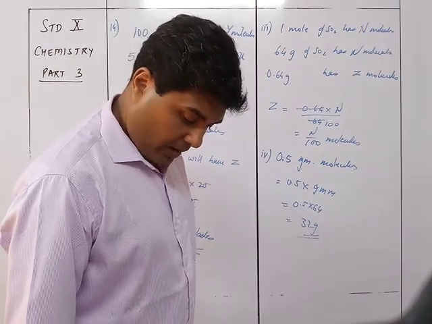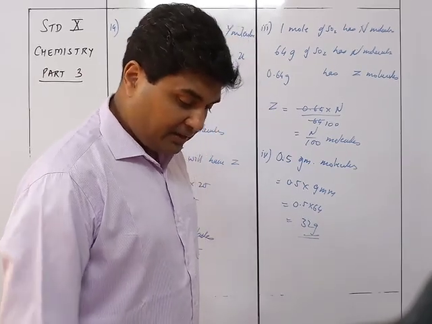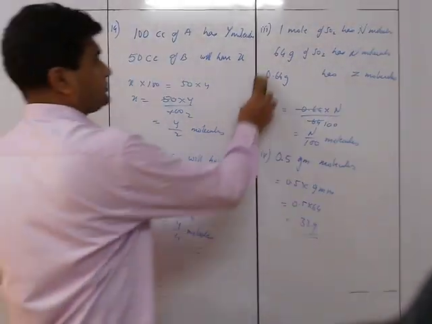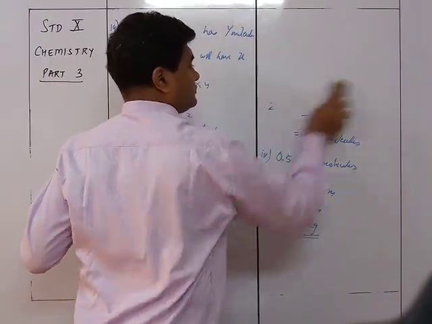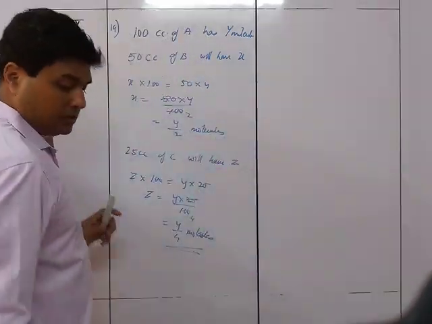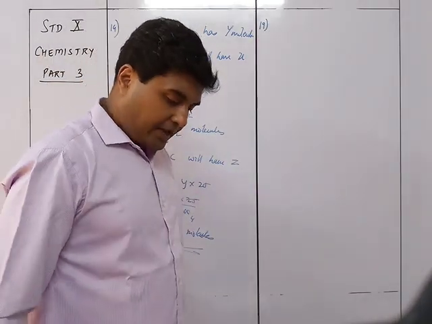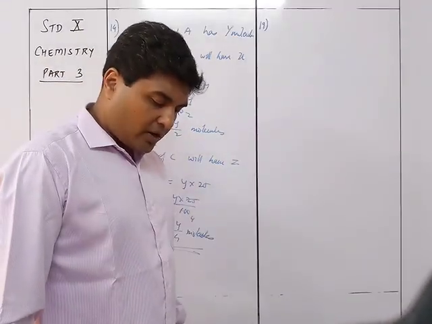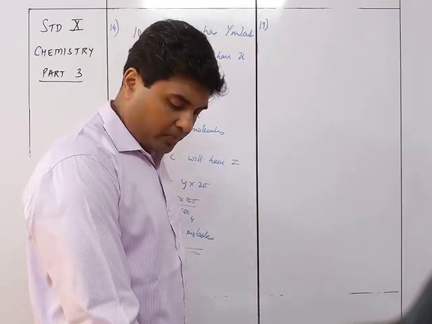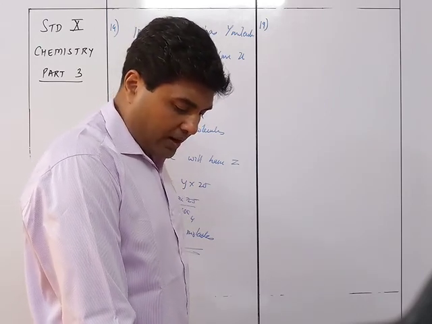We'll see now one related to vapor density. So let's see sum number 19. That's the last sum of the solved examples. KMnO4 decomposes on heating according to the equation KMnO4 gives you K2MnO4 plus MnO2 plus O2. K2MnO4 and MnO2 are the solid residues.